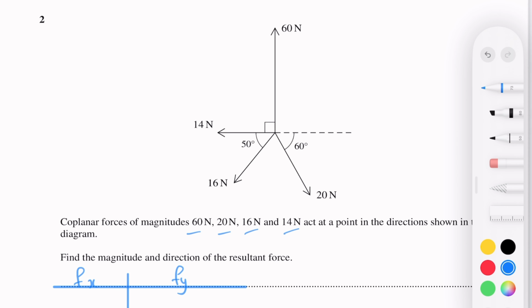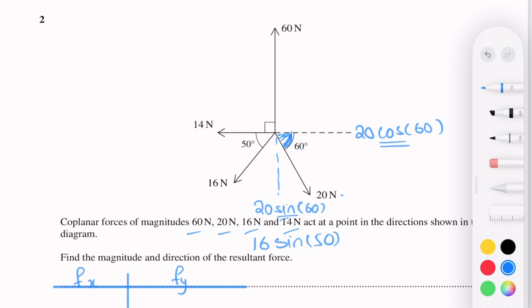Firstly, let me resolve these on this page over here, and then we're going to have an imaginary y-axis, 20 sine 60. So we know that this angle over here is going to have an x component where cosine is going to be there, while the y component is going to have sine. And then 16, again, sine on the y-axis, because the angle here is made with the x-axis. If the angle was made with the y-axis, then we'll put the sine on the x and the cosine on the y. For 16 sine 50, here we're going to have 16 cosine 50.